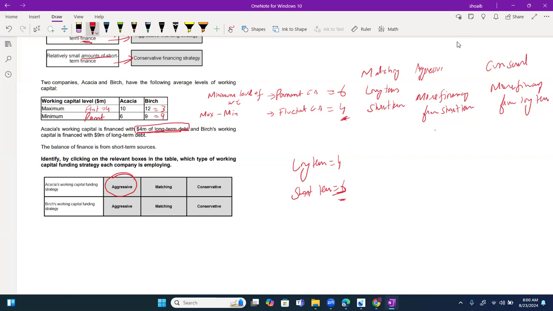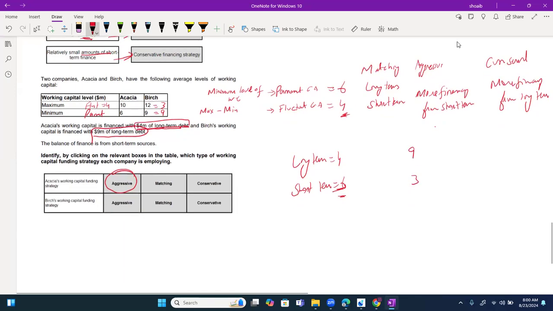Okay, B. B company is financed 9 million from the long-term debt. Short-term debt is 3. So if we look at B, B company long-term is 9. Minimum should be financed with long-term, it's permanent current assets. And fluctuating should be financed with short-term. So B company is following the matching policy.